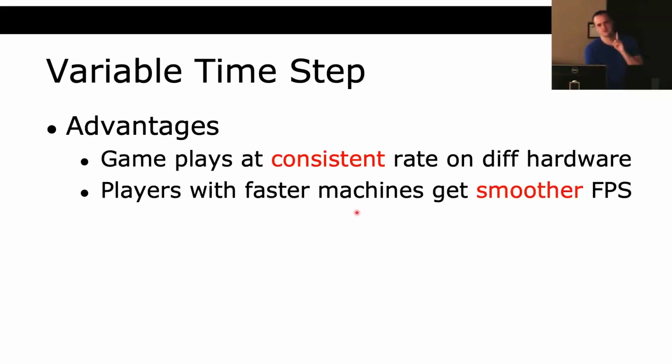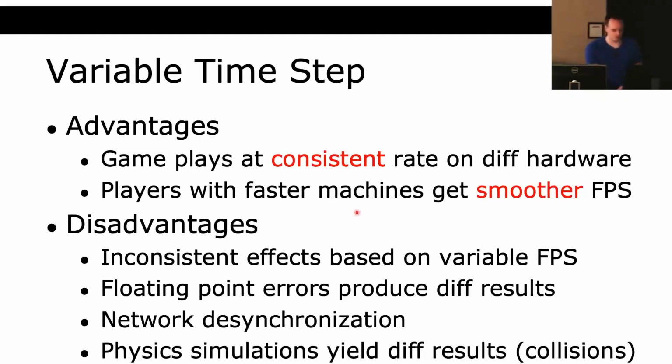However, these are computers, and computers are not perfect. The disadvantage is that based on a multitude of factors, you may actually get inconsistent effects based on this variable frames per second. What do I mean by that? Well, if you've ever had to do anything precise with floating point numbers, you'd know.